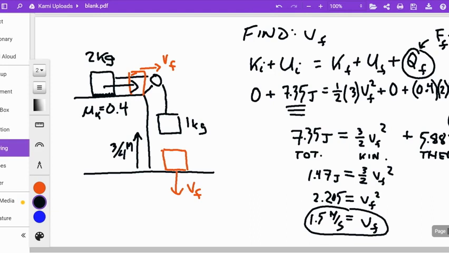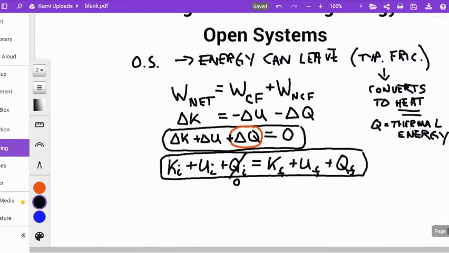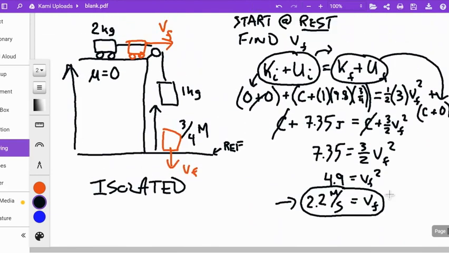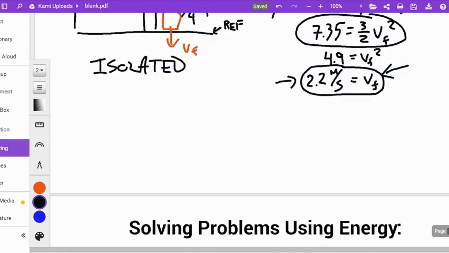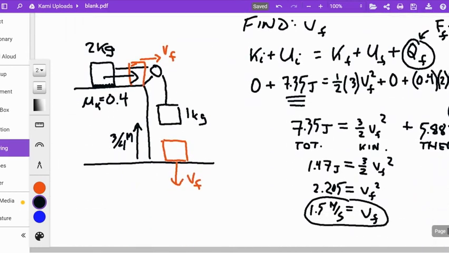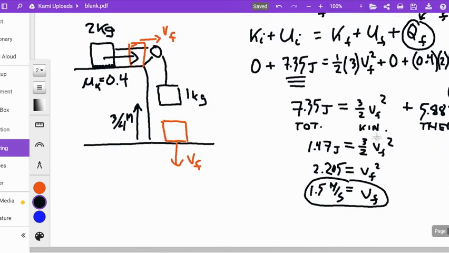So that's a lot slower than what we figured out before. I'm going to scroll back, and before we got a final velocity of 2.2 meters per second. And that was because all of the 7.35 joules went into kinetic. But now what we're ending up with is only 1.5. And that's because we only had 1.47 joules going into kinetic.